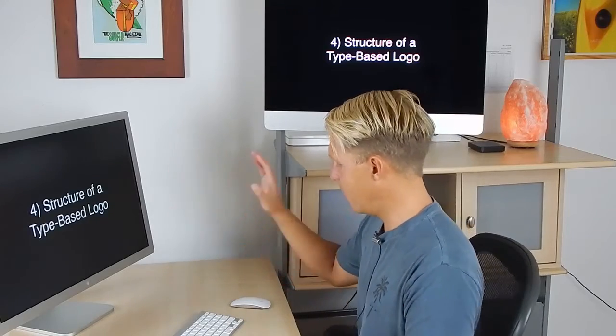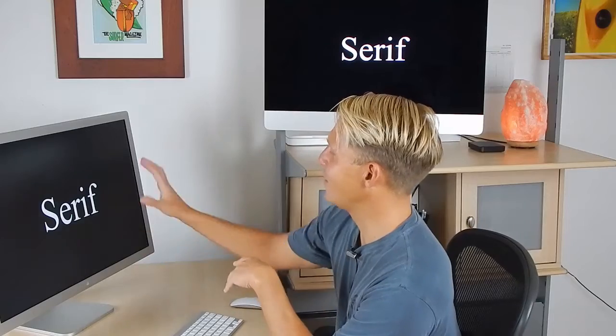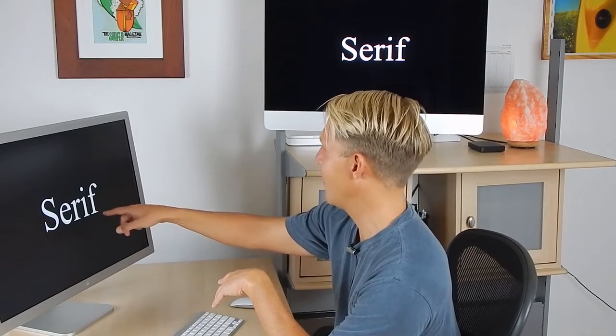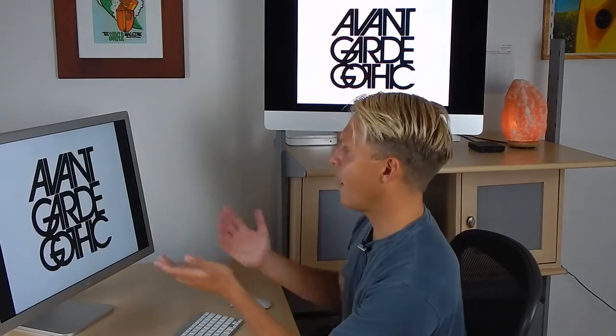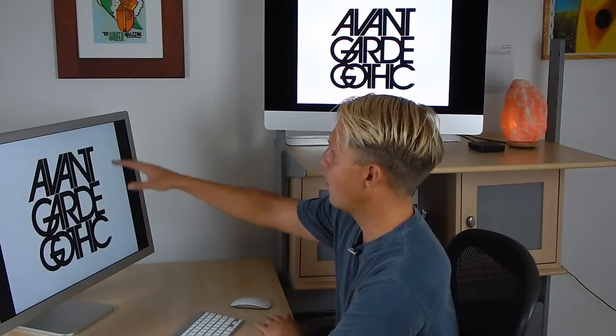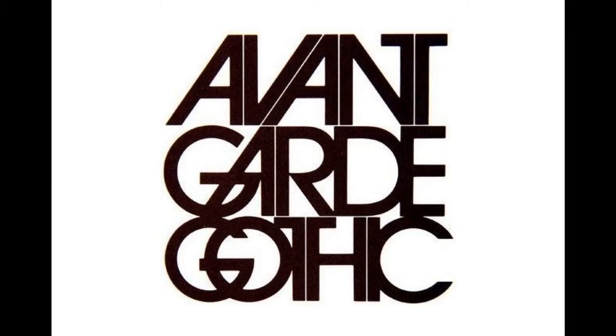So let's go on to letter form shapes right now. With letter forms, in classic typefaces, there are serif fonts, there's sans serif, there's script, and there's a whole lot in between, but basically those are the main three. So serif fonts have sort of a base to them where, at the bottom of the letters or the top, they have a little crossbar. The opposite of that would be a sans serif like Avant Garde, where it's just the straight letter with no little crossbar pieces on the top or the bottom.